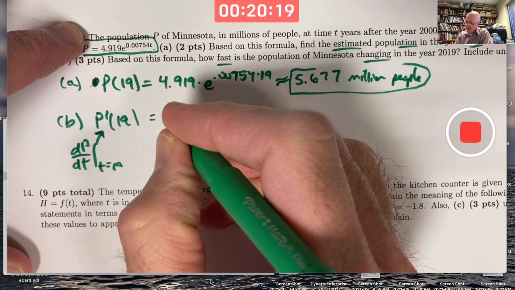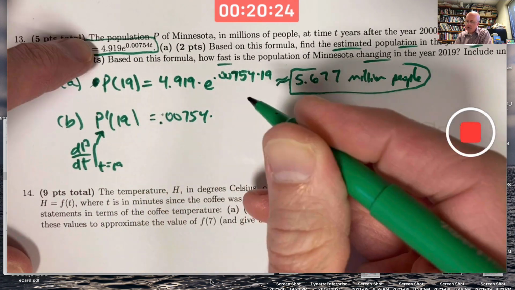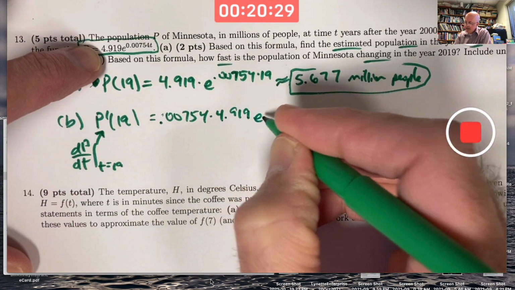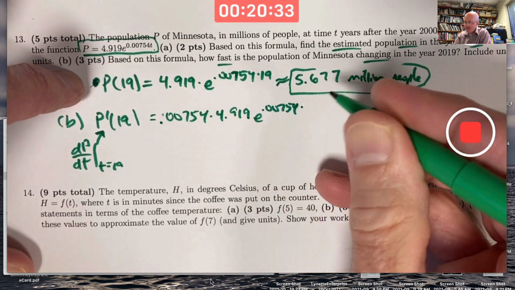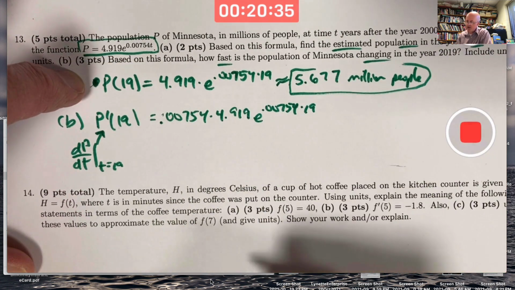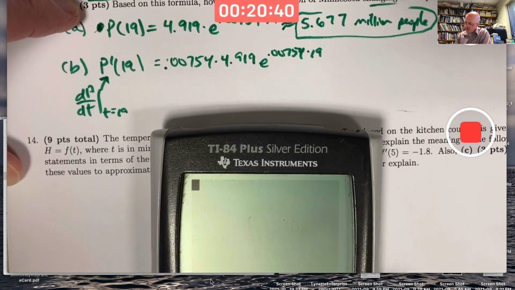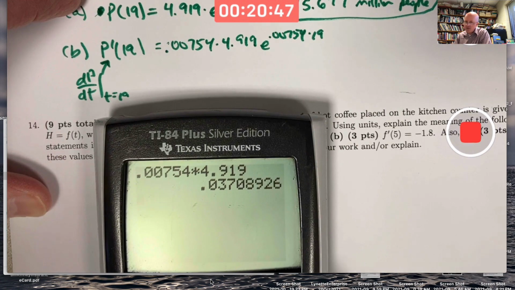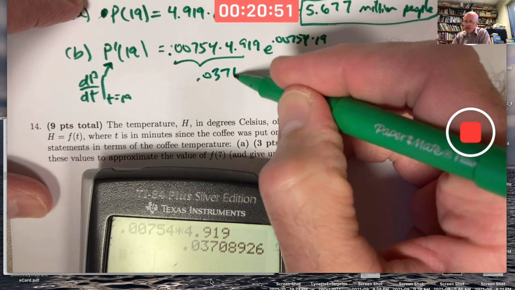The derivative of the inside function would be 0.00754, that constant. The 4.919 gets carried along, e to the 0.00754t, but now I'm going to plug in 19. So I did really two steps there. I took the derivative first, then I plugged in 19. I used the chain rule when I took the derivative. The 0.00754 times 4.919 turns out to be about 0.0371.